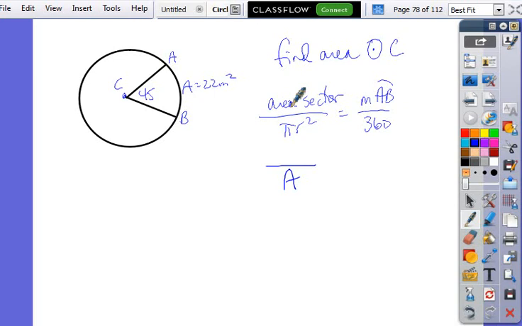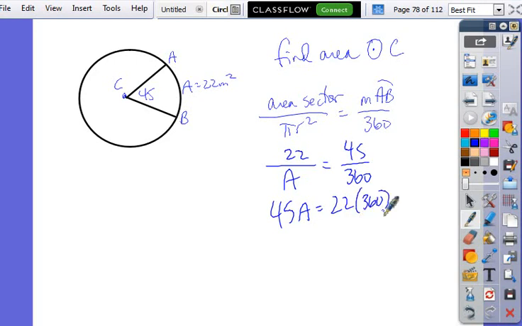And then the degree always goes over 360 every single time. If you ever see a degree, it's over 360. It's just a matter of you doing the proportion of the other one. 40 times A is 45A. So we've got 45A. 22 times 360. What is the 22 times 360? 7,920. So we divide by 45 on those, and wind up with 176. Are there any questions on that one?